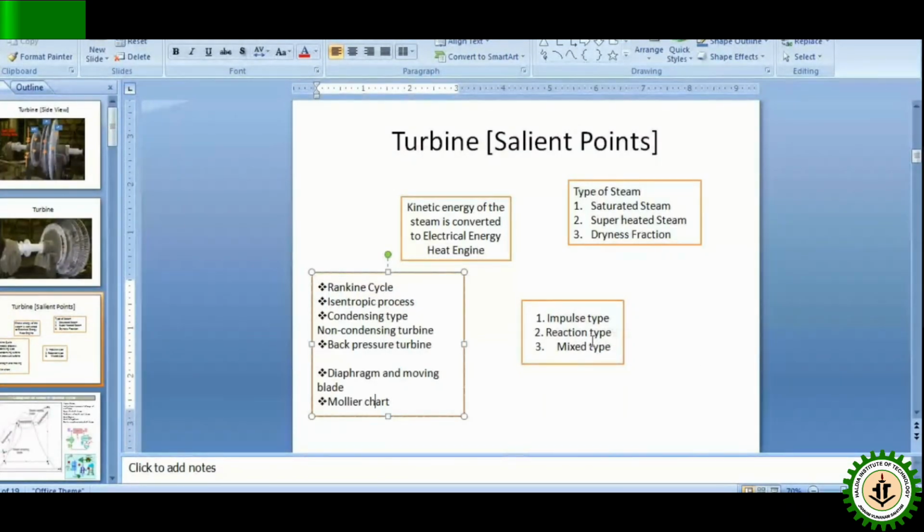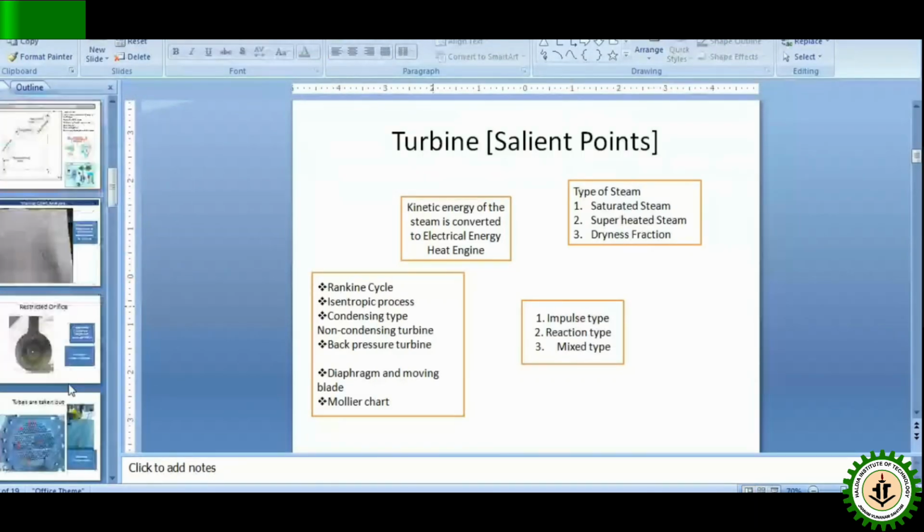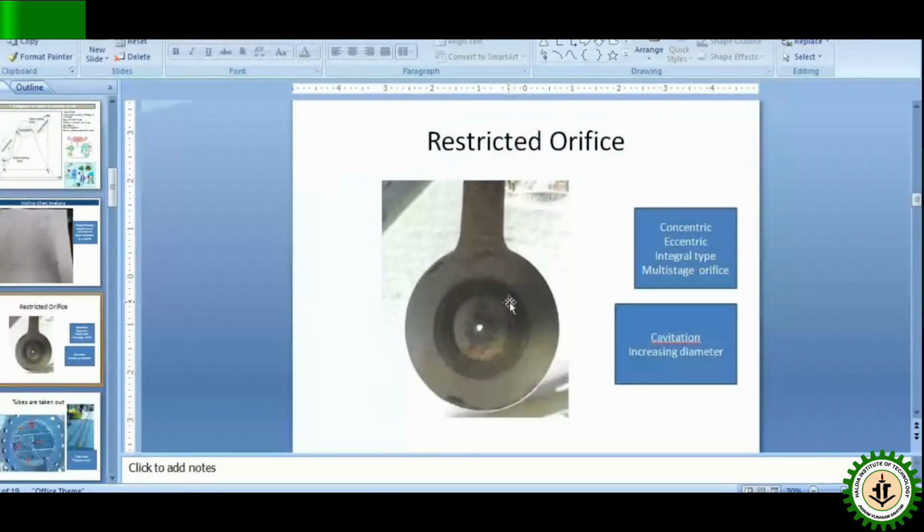The turbine is a very complex subject. There is an impulse turbine, and a reaction turbine. This is how a restricted orifice looks. An orifice will create some pressure drop in the pipeline. By the requirement of the system, it is used to create some pressure drop.